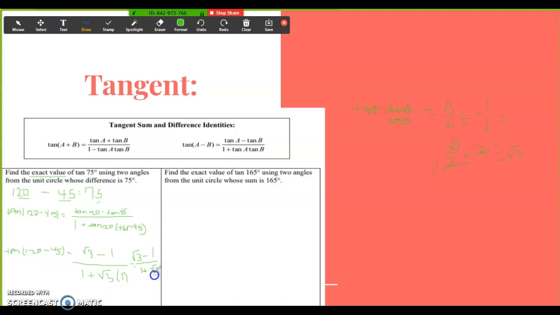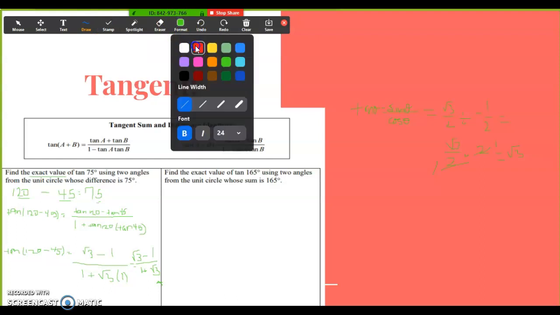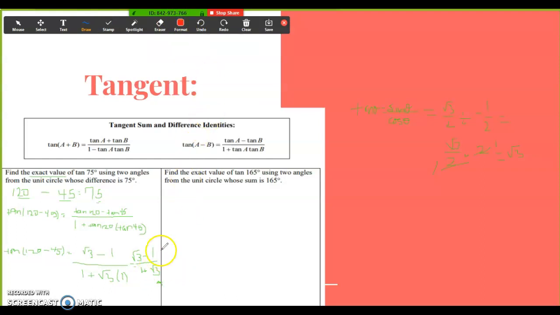At this moment, I have this strange radical expression in the denominator. It just looks all messy. So what I want to do is rationalize this, and this is taking you back to that Khan Academy activity that we did.